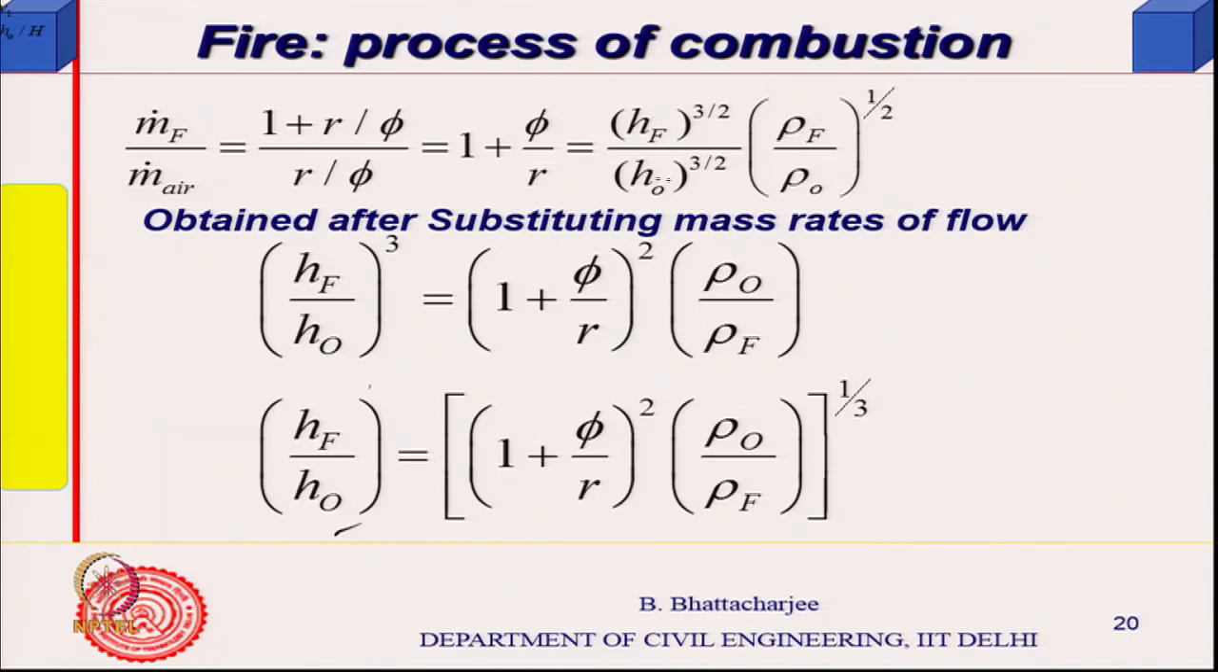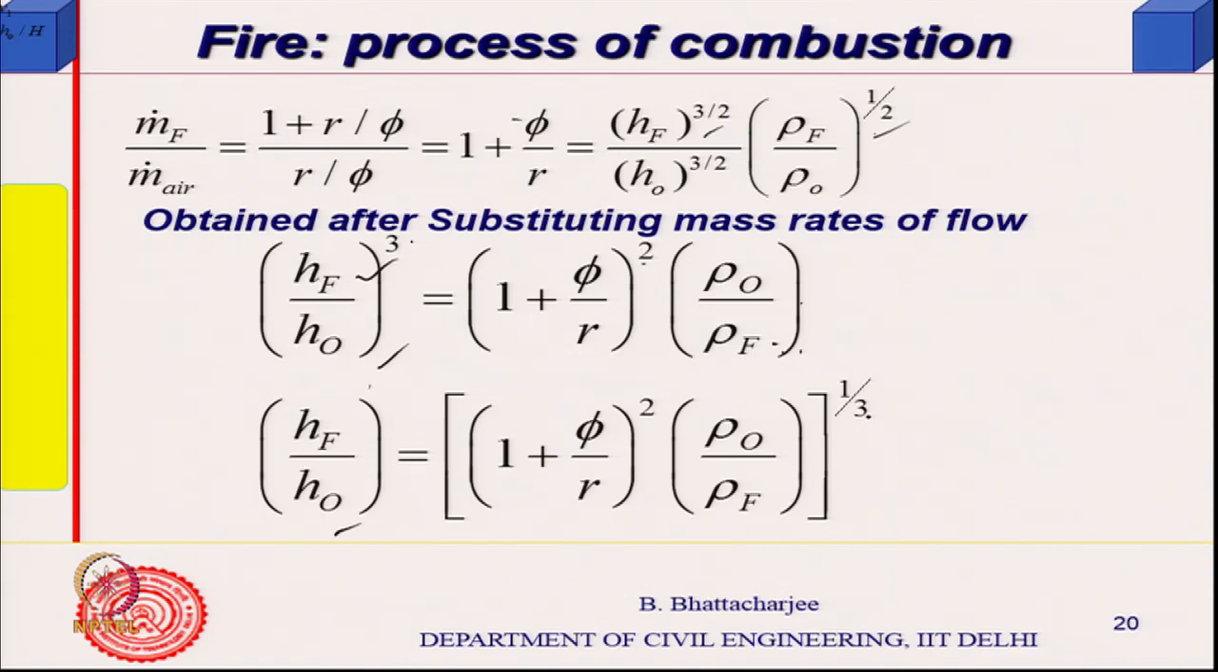Because this can be separated out, and the half is there, if I square both sides, this goes away, and I will be left with rho 0 by rho f coming here, and Hf by H0 to the power 3, and then put 1 by 3. So, Hf by H0 I can find out.